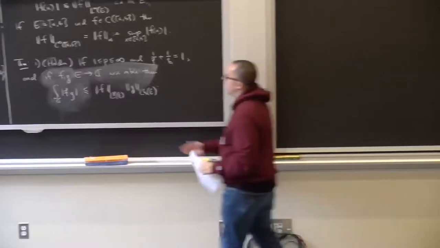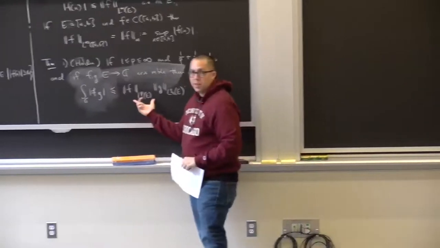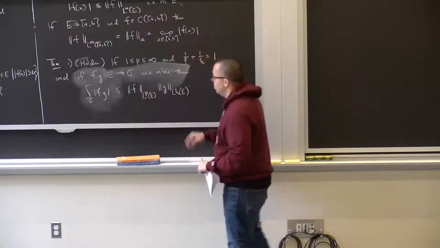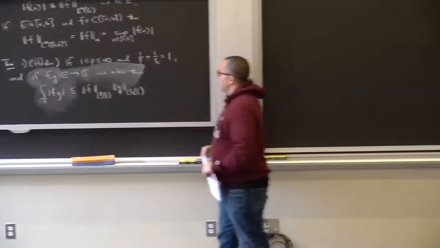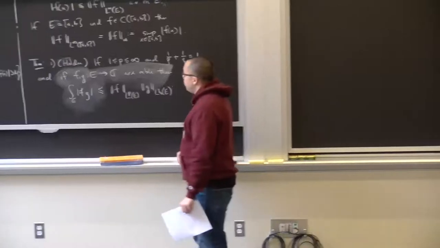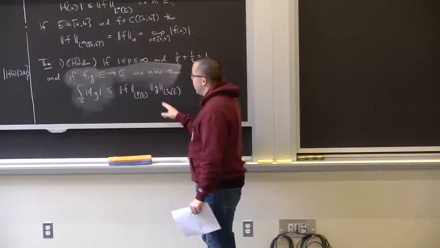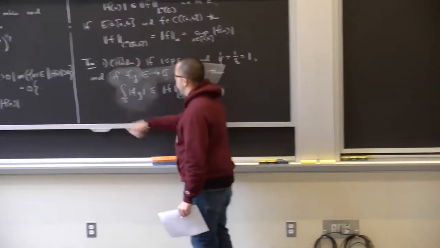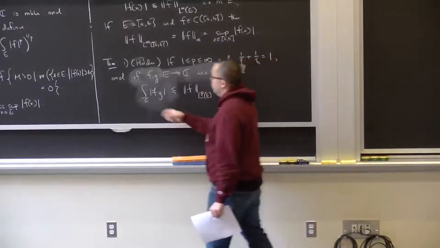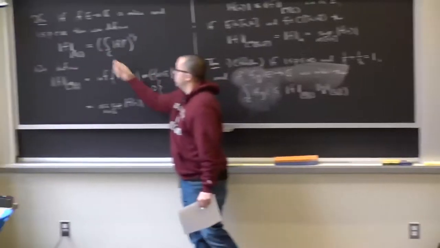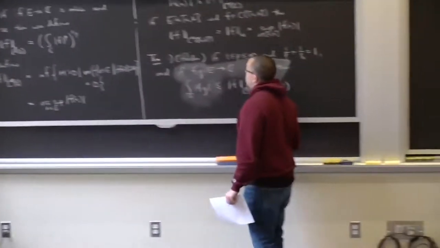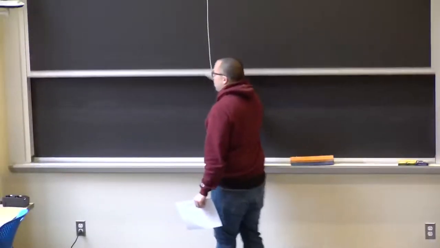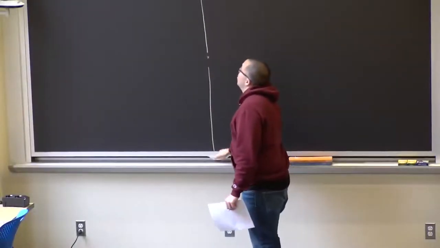Now, of course, this inequality is only interesting if the right-hand side is finite. Okay, if this is infinite, then this is all vacuously true. Okay, so this is the analog of Holder's inequality, which you proved for sequences, where we had a sum here instead of the integral, and where we had a sum here instead of the integral. Okay, and it's proved in essentially the same way. You just replace a sigma with a little s.